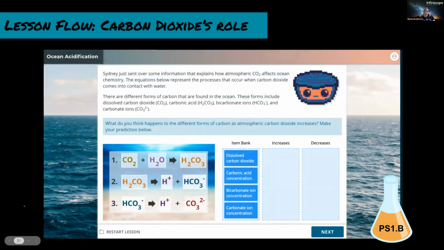And here they're introduced to the different forms of carbon, and they're able to make predictions about what they think is going to happen based on what chemistry knowledge they already have. So now we really get into the meat of what's going on. Students dive into the chemistry and figure out what happens when carbon dioxide interacts with the ocean. They start exploring concepts like dissociation and the relationship between acids and hydrogen ion concentration.